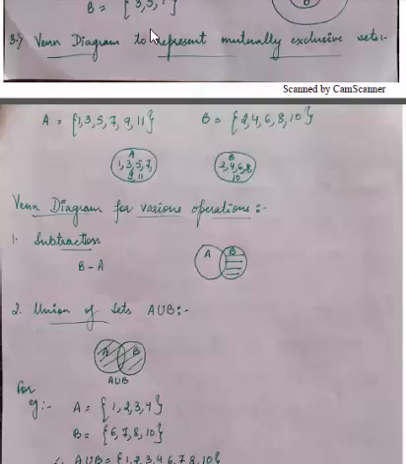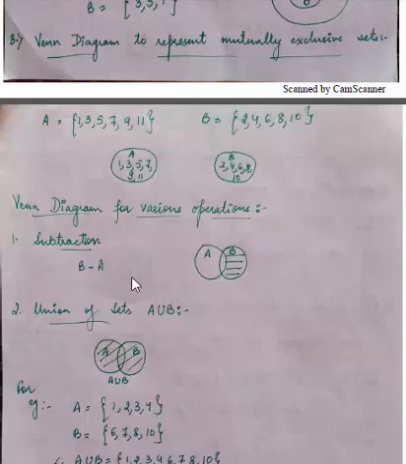Now next is Venn diagram to represent mutually exclusive sets. First is set A, that is 1, 3, 5, 7, 9 and 11 elements, and B contains 2, 4, 6, 8, 10. According to the Venn diagram, this is set A and this is set B. Now mutually exclusive means both the sets do not have any common elements between them. So both are mutually exclusive sets.